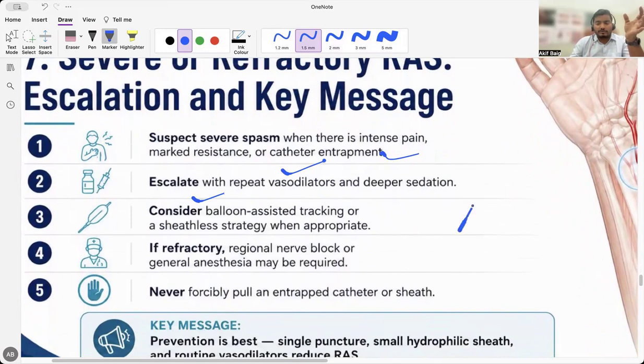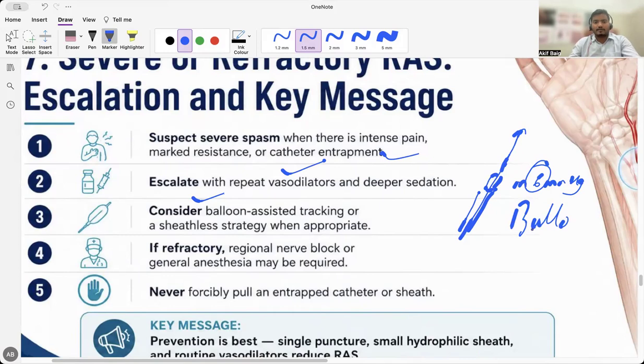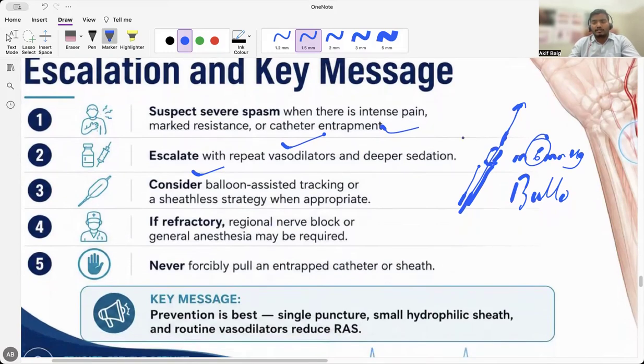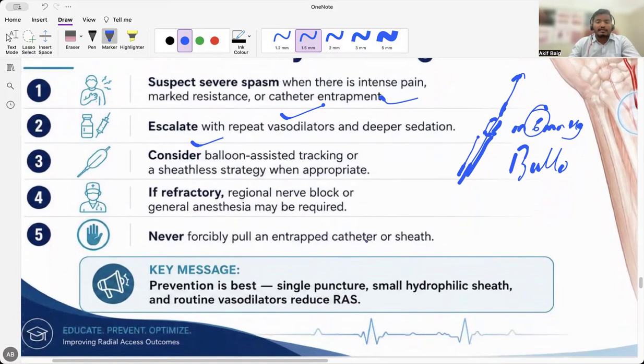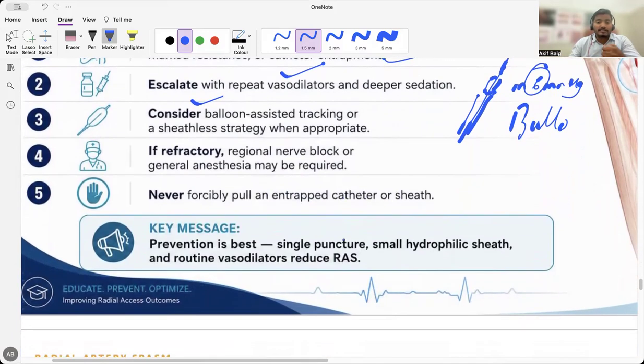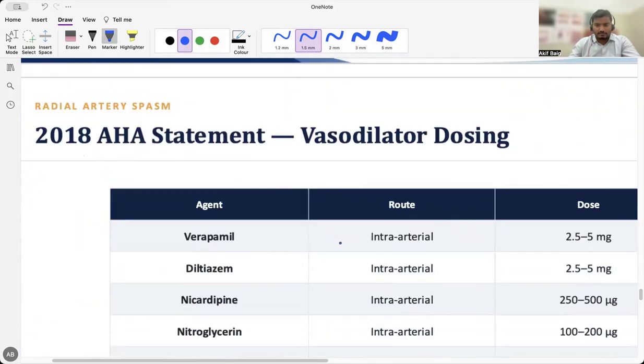That means whenever you pass the wire, if there is a sheath, you pass a wire through that, and you take a balloon and keep it here and inflate it slightly, not to the nominal pressure. Maybe 4 to 5, 6 atmospheres of pressure you can inflate to, and using that you can pass this wire and then the sheath along with the support of this balloon. This is called balloon assisted tracking. If refractory, in a very rare scenario, you can give a regional nerve block at the axillary nerve, and never forcibly pull an entrapped catheter. Don't pull it, because that can sometimes tear apart the radial artery and it can be dangerous.